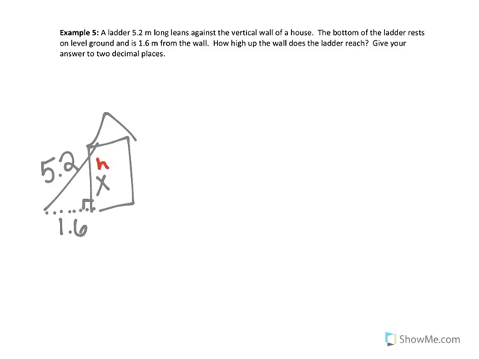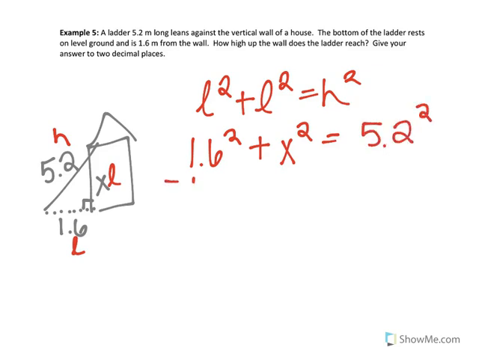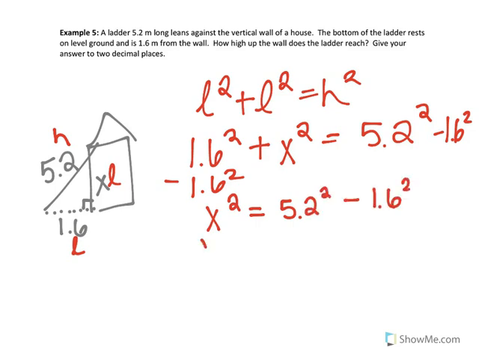So we are looking for the hypotenuse. Just kidding. We have the hypotenuse, we have a leg, we are looking for the remaining leg. So we have leg squared plus leg squared equals hypotenuse squared. So we have 1.6 squared plus x squared equals 5.2 squared. We're going to subtract the 1.6 squared to the other side. So we have x squared equals 5.2 squared, subtract 1.6 squared.